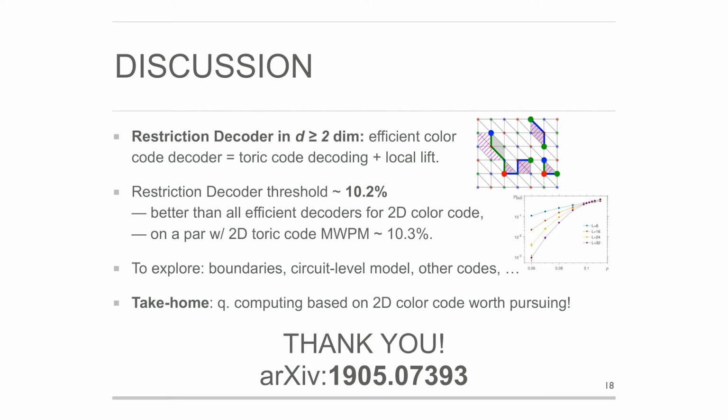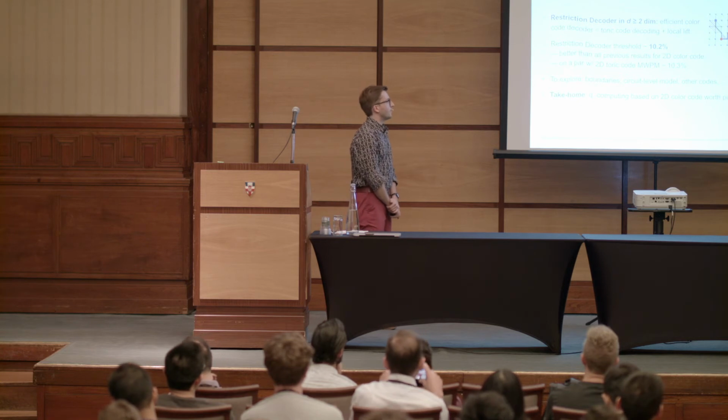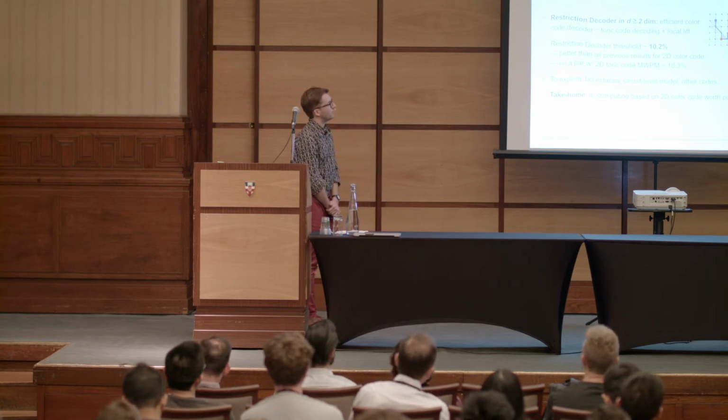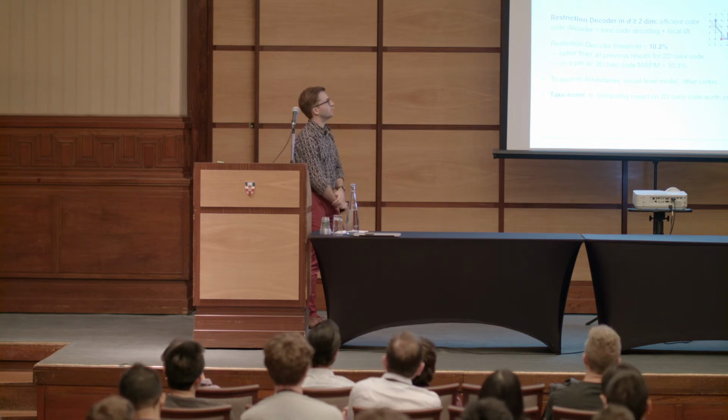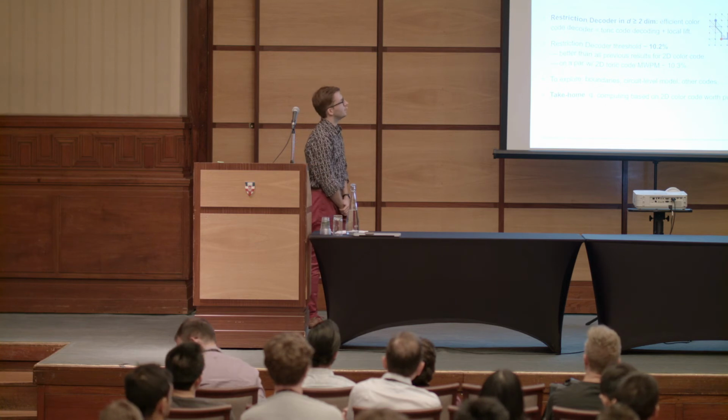We saw that the restriction decoder in 2 dimensions exhibits very good performance, and in particular, it is better than all previous results for the 2-dimensional color code, and it is on par with the 2D toric code minimum weight perfect matching decoder. Of course, there are a couple of questions to explore. One can ask about codes with boundaries, maybe a more realistic noise model, the circuit level noise model, or one can ask if similar strategies work for other codes. I guess a take-home message is that quantum computing based on the 2D color code is worth pursuing. We shouldn't be fixated only on the surface code.